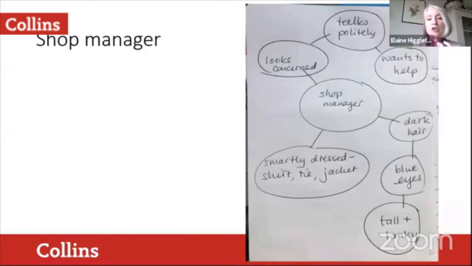Here's a quick one that I did. Shop manager in the middle. He looks concerned. On his face, his concern is showing. He's talking politely. He wants to help. He's smartly dressed. He's wearing a shirt, a tie, a jacket. And I've described his appearance. He's got dark hair, blue eyes, and he's tall and lanky. So this is how we might use a spider diagram to dig into elements. So we can use a spider diagram or a flow chart to plot out the overarching structure. And then we can use a spider diagram in particular to delve in and give structure to independent elements within the directed writing piece that we're working on.